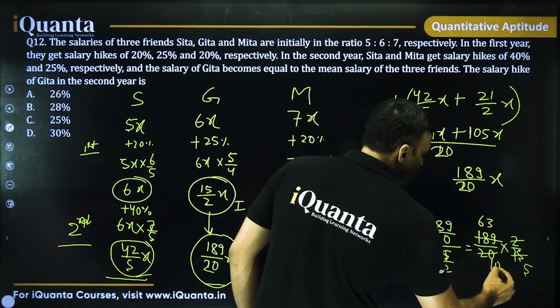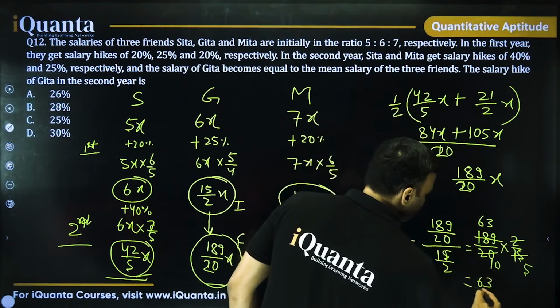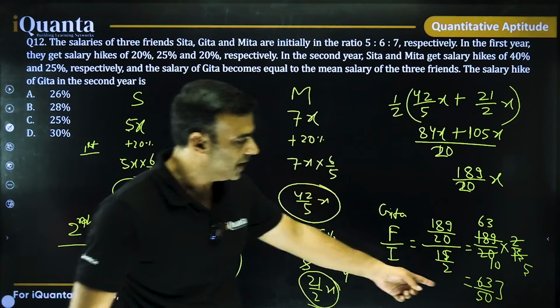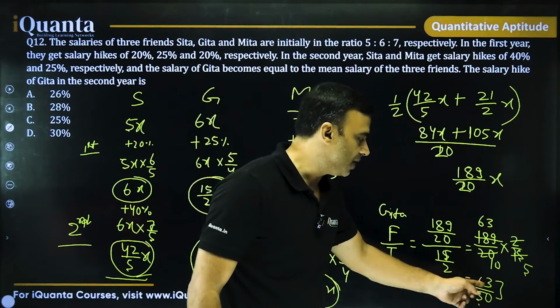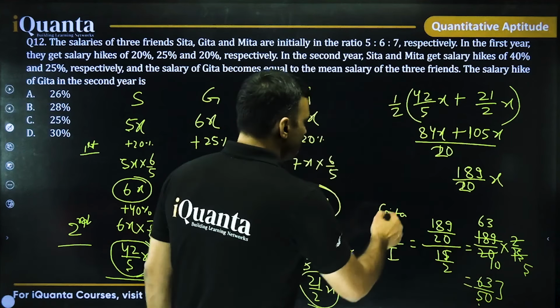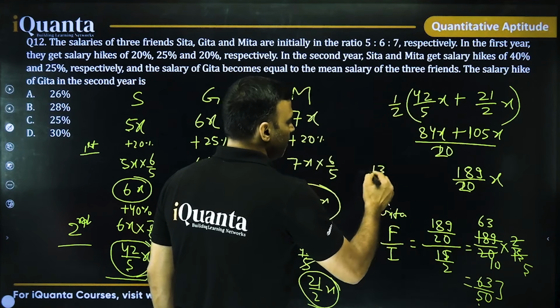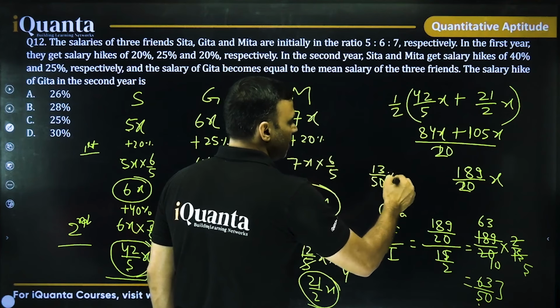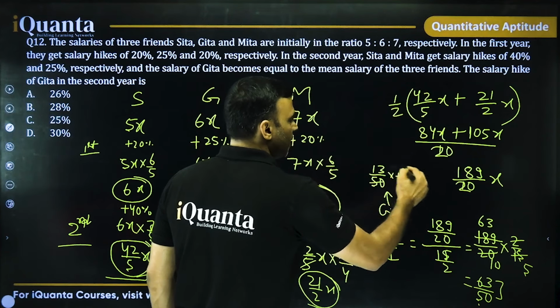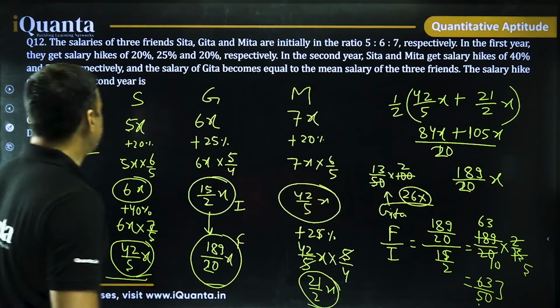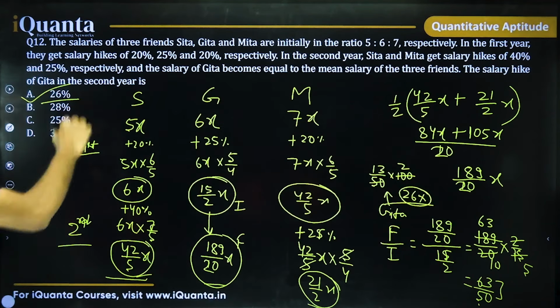Perfect. So it is 63 divided by 50. This is final upon initial. So the incremental value is, you can see, from 50 to 63. So the incremental value is 13 over 50. So the percentage change in Geeta in the second year would be 13 upon 50 into 100. And that comes out to be 50 twice, 13 into 2 is 26%. Wow. So 26%, option A is the correct answer, right?